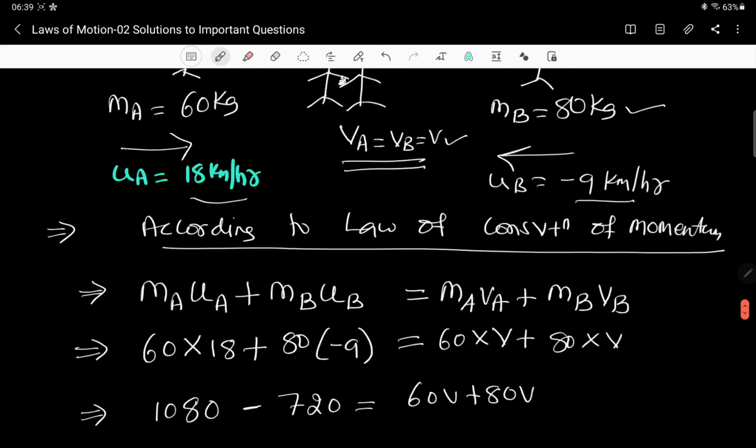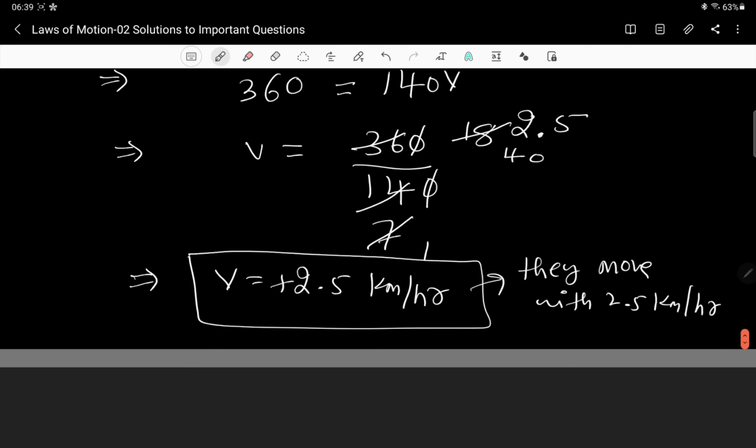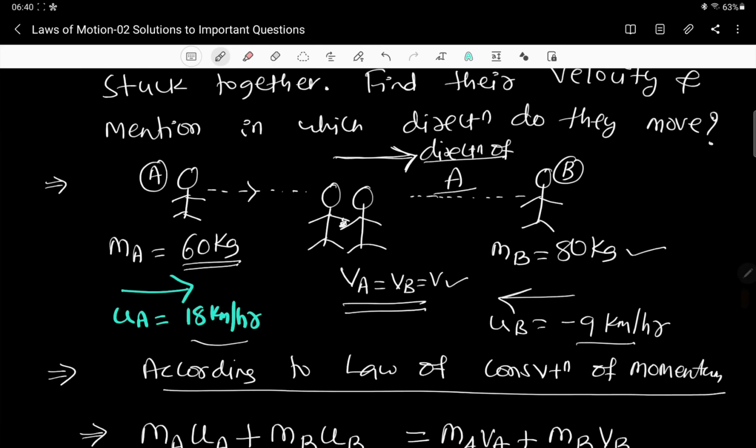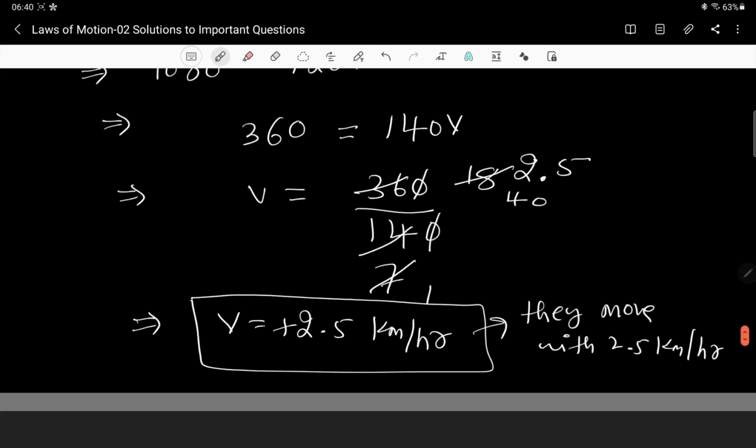Now look at this value. Whatever this value is, we got it as positive, no? So once we have got positive, this direction we have taken as positive, so both of them will move in this direction, towards the right. That is along the direction of A, or opposite to the direction of B. I hope you are understanding what I am trying to say. So they are moving in this direction. If we would have got the final velocity as a minus, what would we have said?